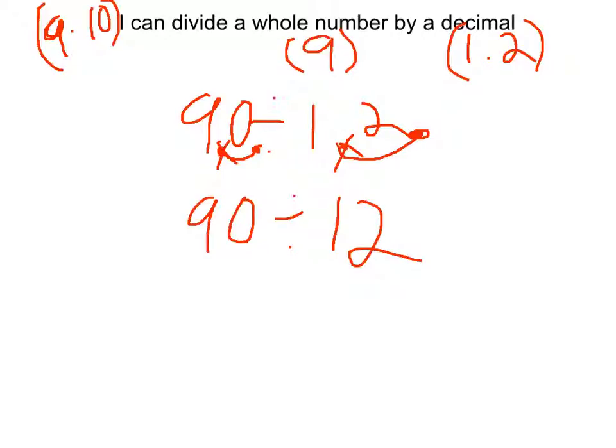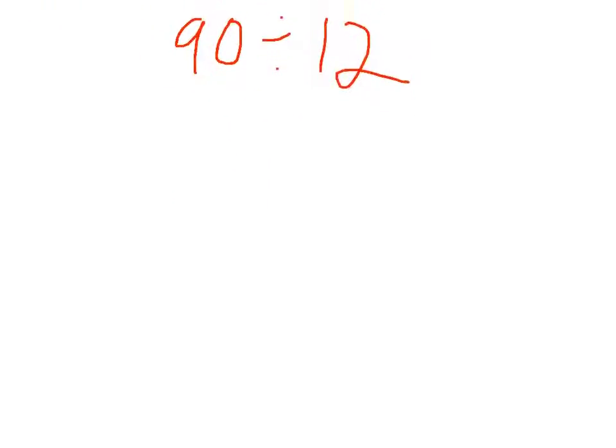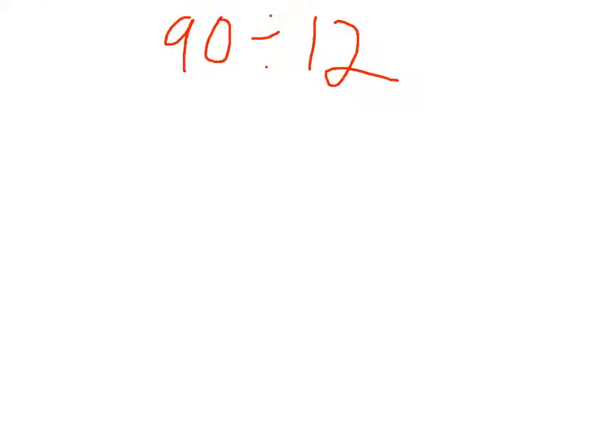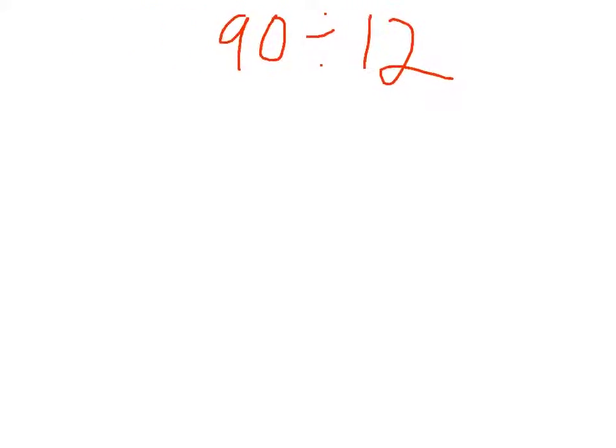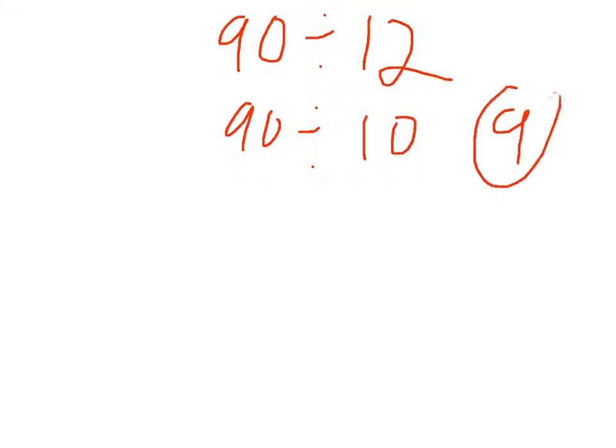After I move that decimal point, that makes the problem easier. I have our problem right here. Then I'm going to do my estimate. 90 divided by 12, well 12 is about 10. And 90 divided by 10 is 9. So my answer should be around 9. That's my estimate right there. Answer should be around 9.